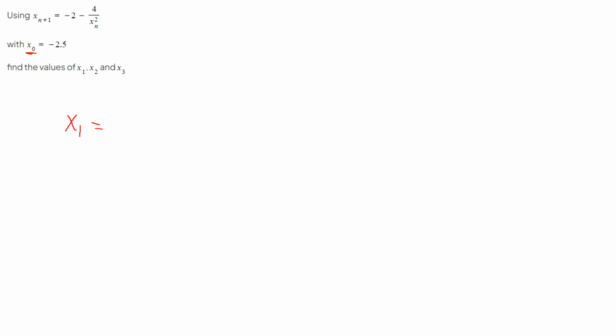x1 is simply going to be minus 2 minus 4 divided by, and we know that x0 is the previous one, so it's going to be minus 2 minus 4 over minus 2.5 all squared, which is equal to minus 66 over 25.